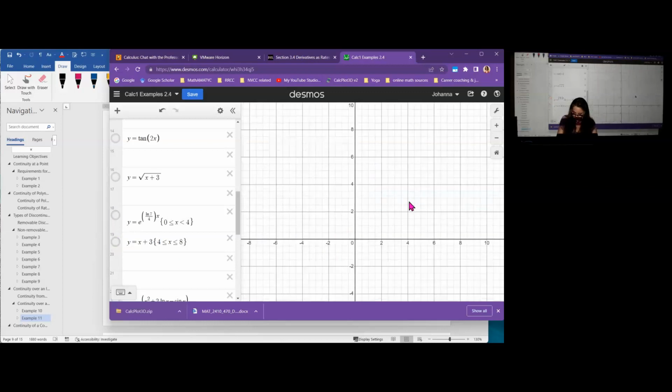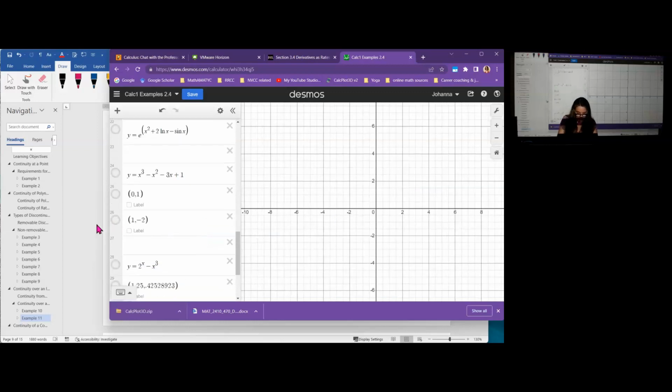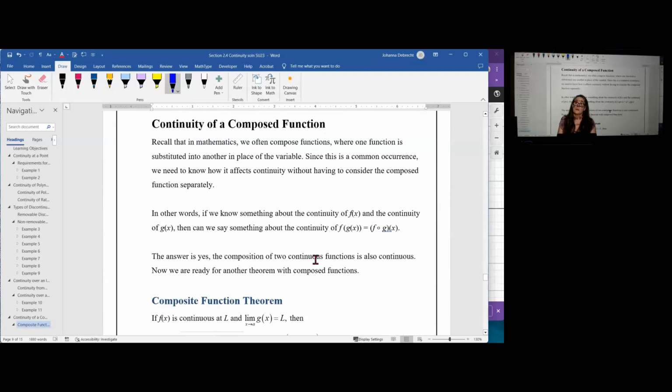Let's now move on. I'll recenter my graph for the next one. Let's now move on to the next part, which is continuity of a composed function. What does it mean to compose a function? To have a composed function means you placed one function inside of another function in place of the variable x.